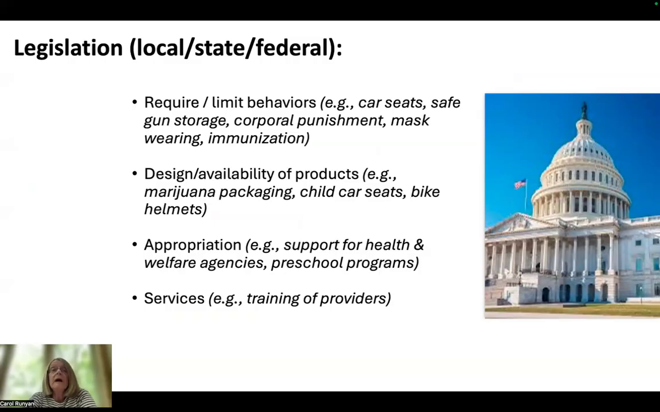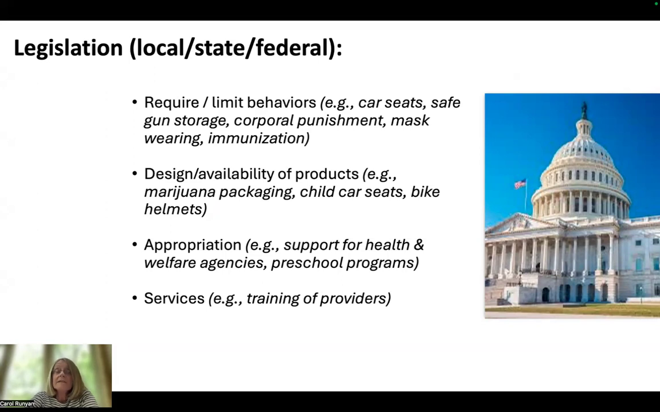There's legislation, and so we can legislate to require or limit certain kinds of behaviors. We require usage of car seats, for example, in all 50 states. In many states, there are requirements about safe gun storage, corporal punishment, the wearing of masks during the pandemic, for example, immunizations of different types. We can also legislate the design and availability of products, marijuana and how it may be packaged, the availability and use of car seats, bike helmets, and so forth.